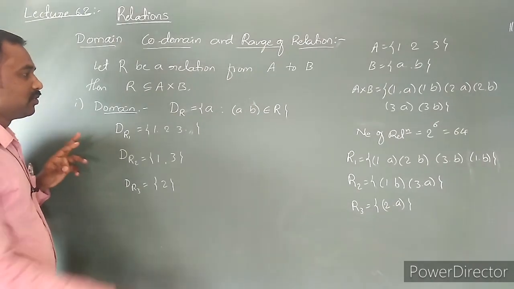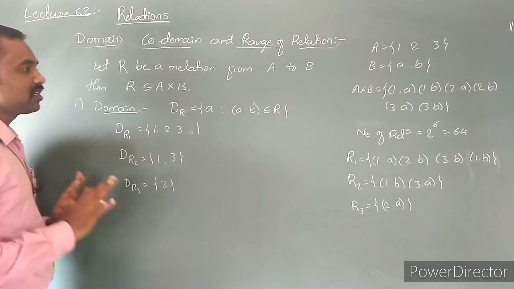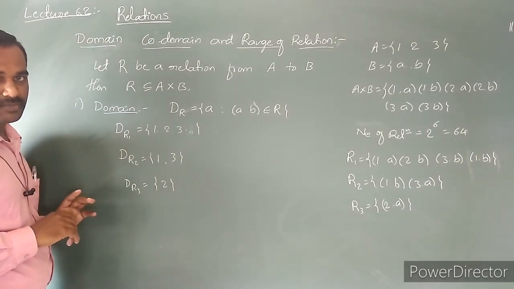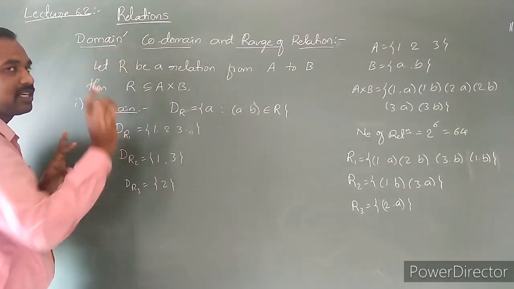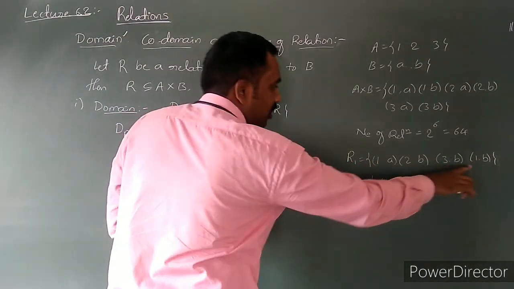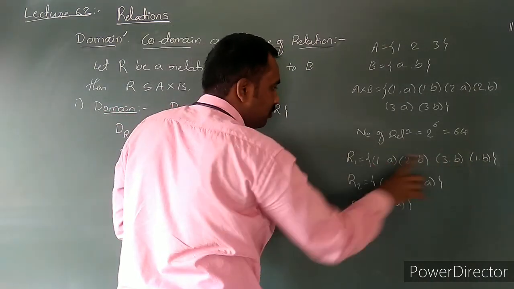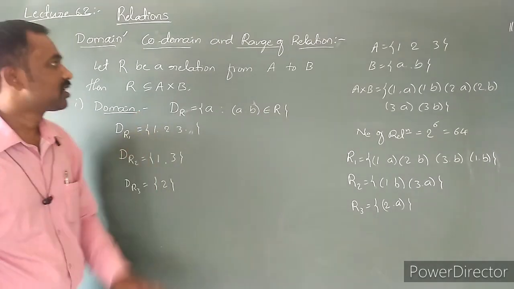Are you clear? So what is the domain of the relation? The first element of the ordered pair is said to be the domain of the relation. Is that clear? Next, the domain is clear, very simple.